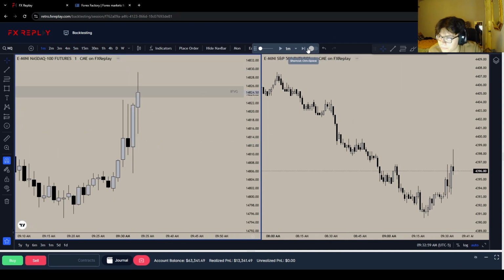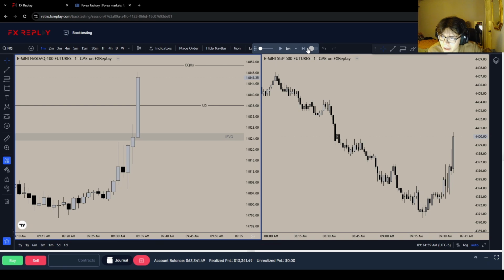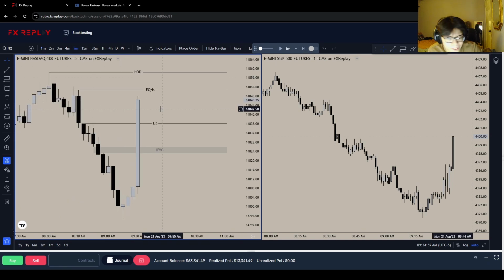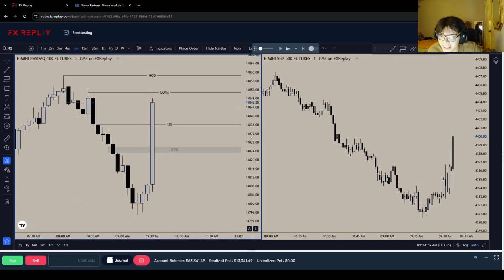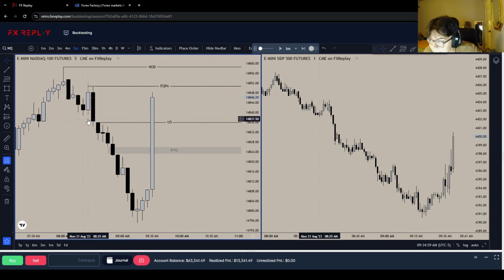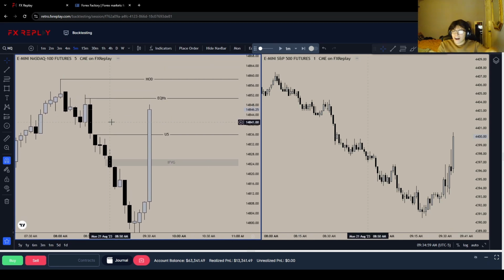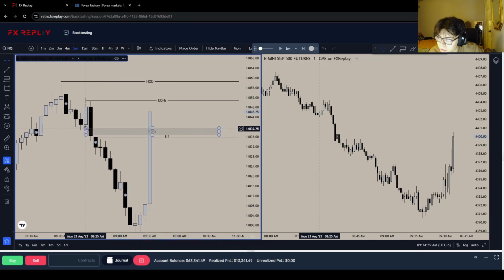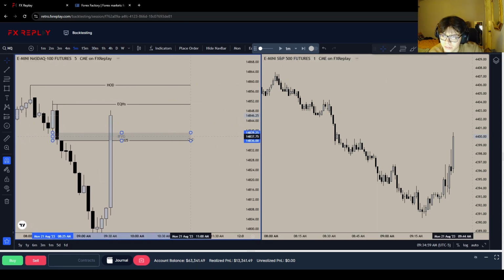Let's see. So this 5 minutes. Oh, okay. So both of these 5 minutes are gonna get inverted. I can't take this. So it'd be a 5 minute inversion to equal highs and high of day. 5 minute inversion here because it does close. Both of them do close, and with a lot of momentum. I can definitely see us just ripping.